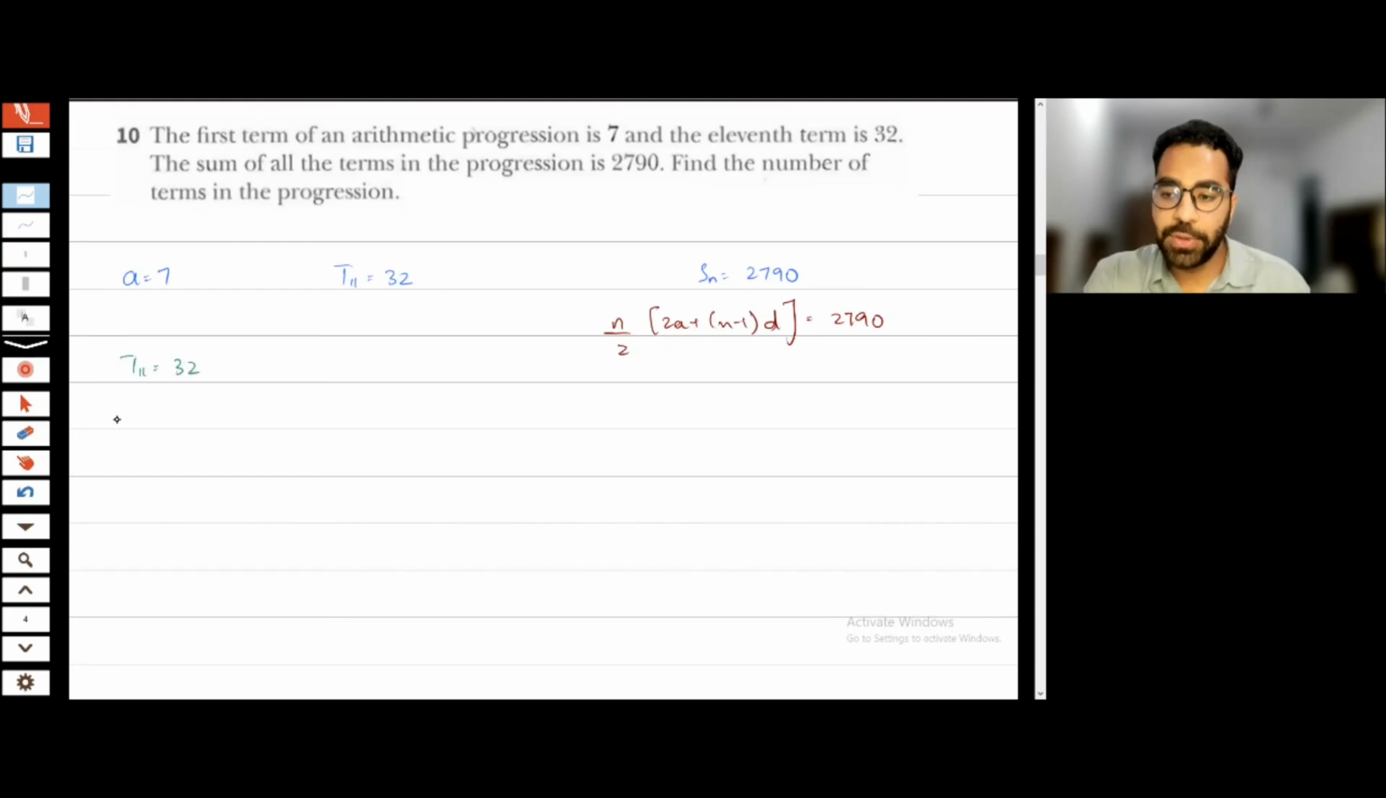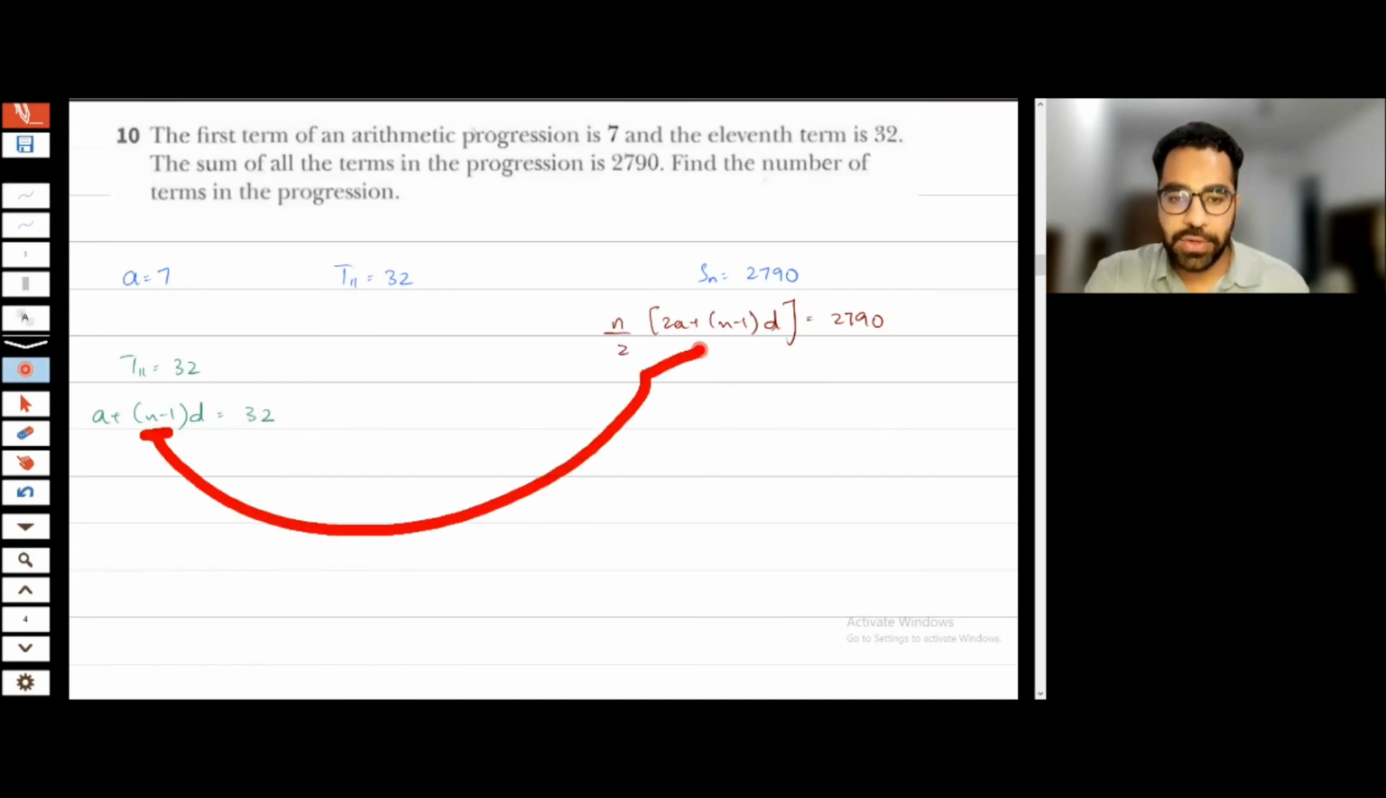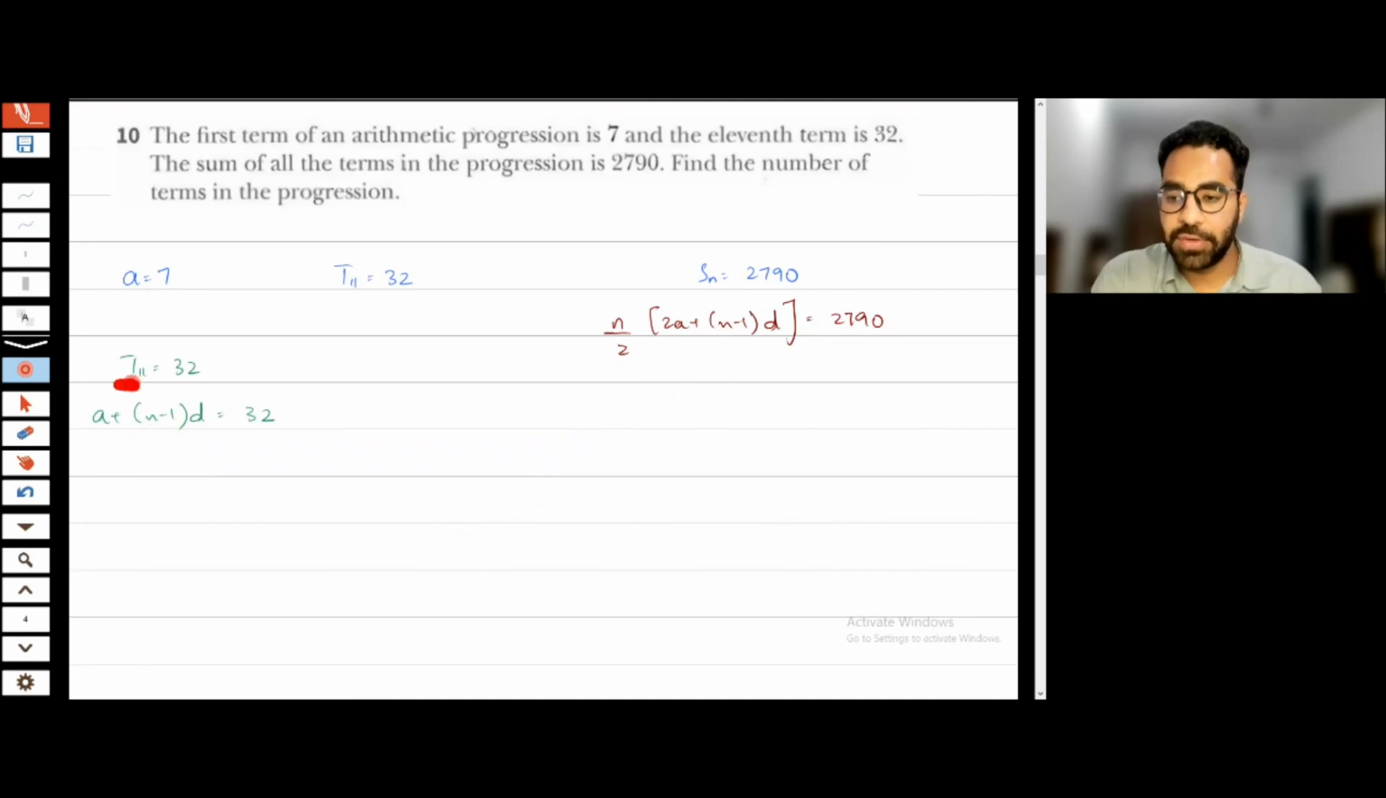So t11 equals 32. Any term can be represented by the formula a plus n minus 1 into d, and that is equal to 32. Now this n over here is different from the n in the Sn formula. This n represents the term number, which is 11, and that n represents the total number of terms in this series, because it came from Sn. So a equals 7, n is 11, 11 minus 1 is 10, that is 32. 7 goes on the other side, that becomes 32 minus 7, which is 25. 10d equals 25, I'll get d as 5 upon 2.